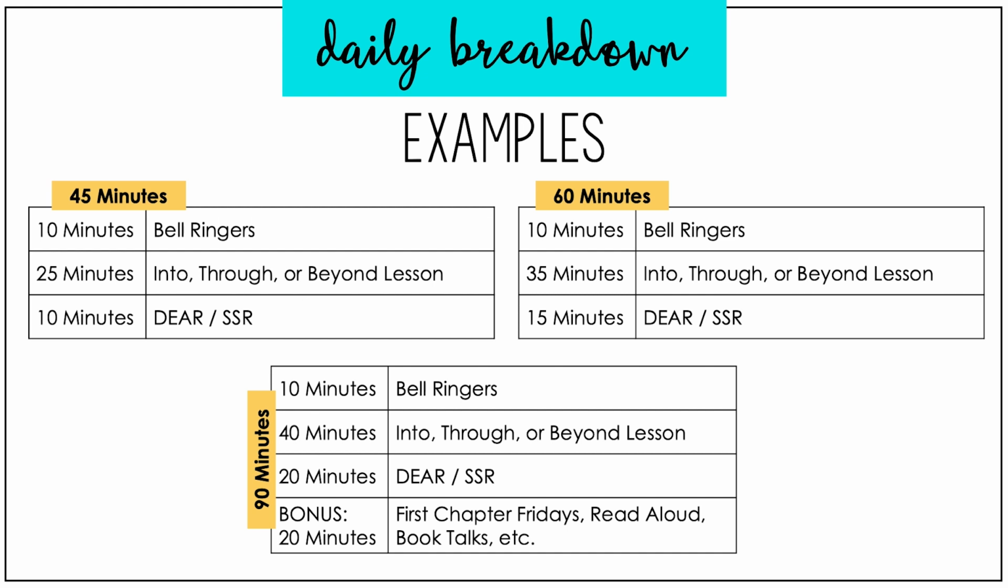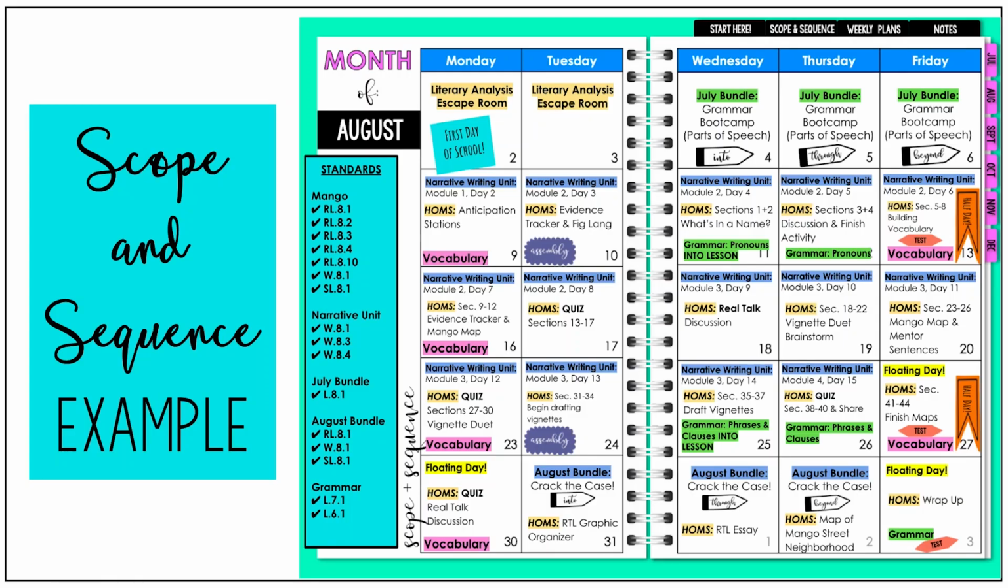Now, I want to talk about how do we fit everything all in? How do we fit grammar? How do we fit reading, writing, etc.? So I'm going to show you what this looks like on a larger scale. And I'm going to show you a scope and sequence example. And this is for, let's say, a 60-minute class period. And I know this looks like a lot of information, and it is, but that's okay. I'm going to walk you through it.